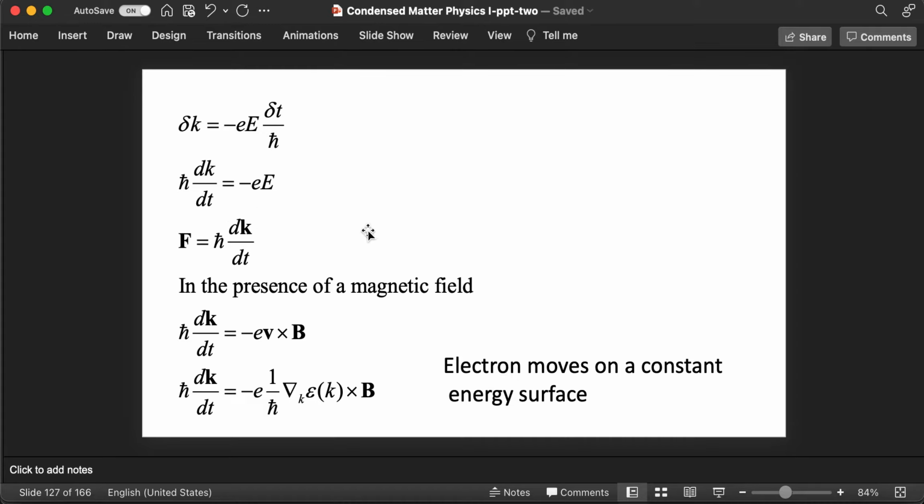So now I have an expression which resembles Newton's law, but it should be understood that the momentum here is the crystal momentum. The rate of change of momentum is equal to the external force, but it is not the total momentum. It is only the change in momentum because of the force. The total momentum means you have to consider the change in momentum due to the ionic potential and so on.